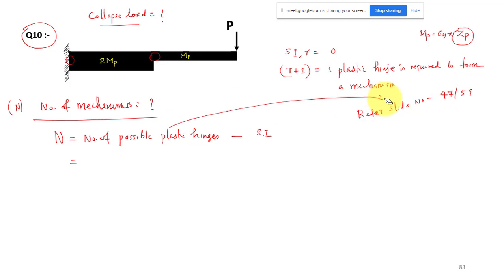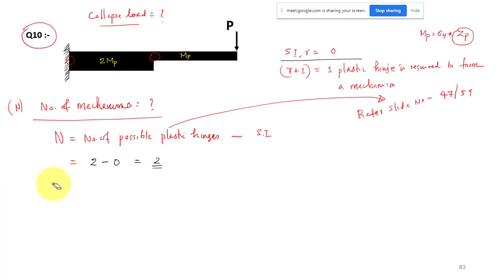Now the number of possible plastic hinges is two. Static indeterminacy: it is a determinate structure, so it is 0. So with two plastic hinges, two mechanisms are possible in this structure. So what are the two mechanisms? Two mechanisms means two failure modes.